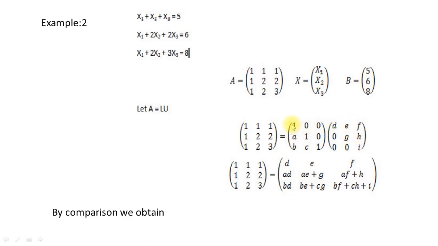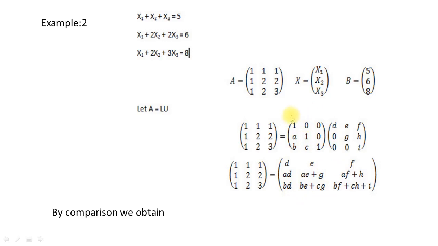These three are the unknowns of the lower triangular matrix, and in the upper triangular matrix there are 6 unknowns. In the lower triangular matrix on the diagonal we have 1, 1, 1, and these 3 are unknown. And in the upper triangular matrix we have 6 unknowns, 1, 2, 3, 4, 5 and 6. So there are a total of 9 unknowns in these two matrices. So we can multiply these two matrices, we obtain a single matrix, and then by comparing the left hand side to the right hand side we can easily find these 9 unknowns.